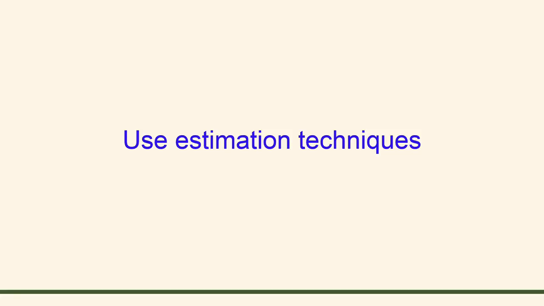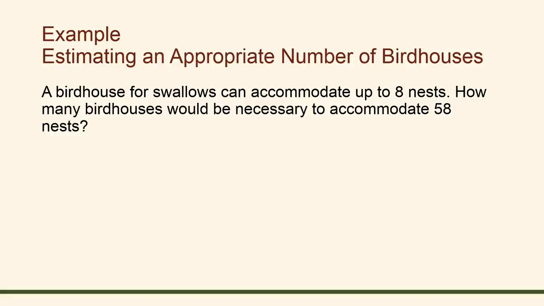Objective: use estimation techniques. Example: estimating an appropriate number of birdhouses. A birdhouse for swallows can accommodate up to 8 nests. How many birdhouses would be necessary to accommodate 58 nests? So we need to take 58 and divide it by 8. And we see that 58 divided by 8 is exactly 7.25.